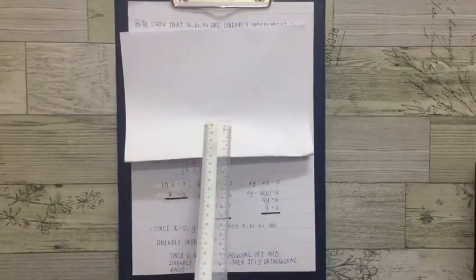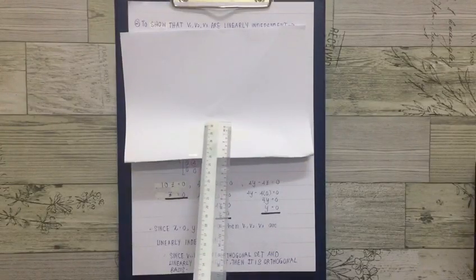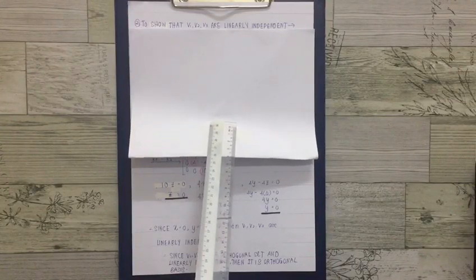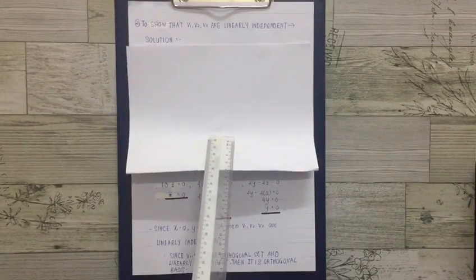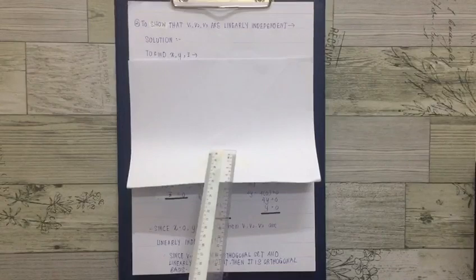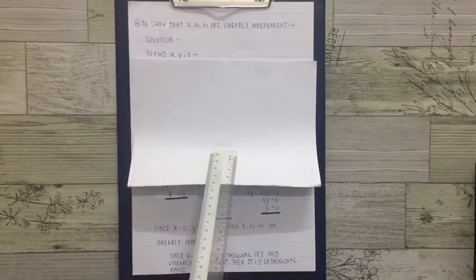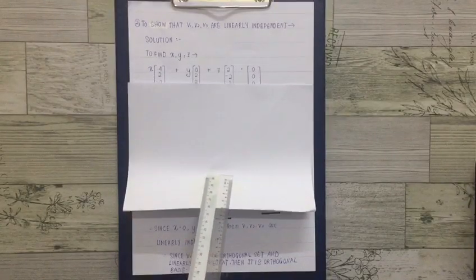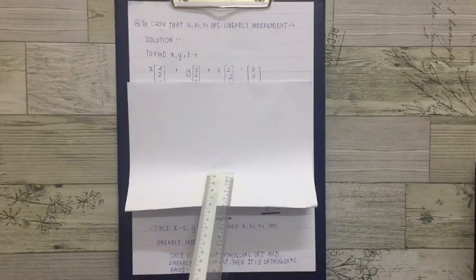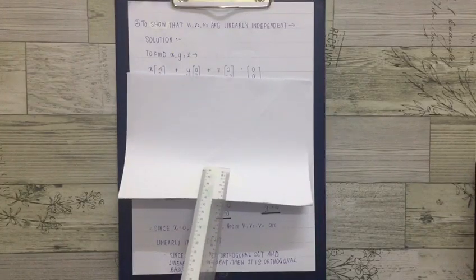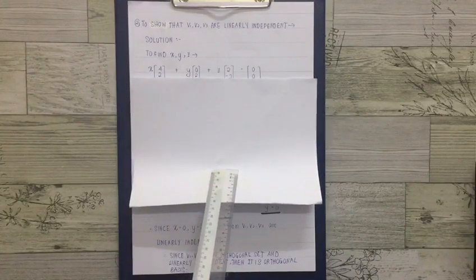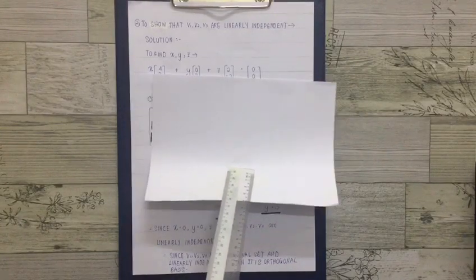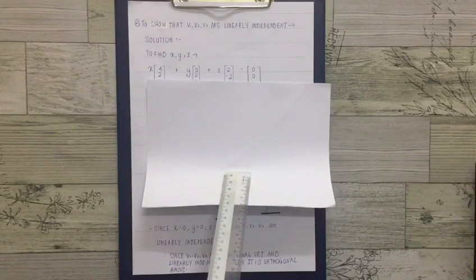So next, to determine whether V1, V2 and V3 are an orthogonal basis, we have to show that V1, V2 and V3 are linearly independent. So first step, we have to find x, y, z. So we have to construct an equation, which is x times V1 plus y times V2 plus z times V3 is equal to the 0 vector.